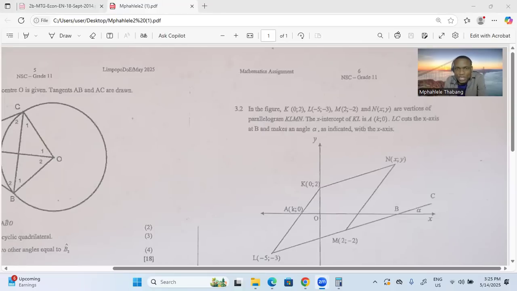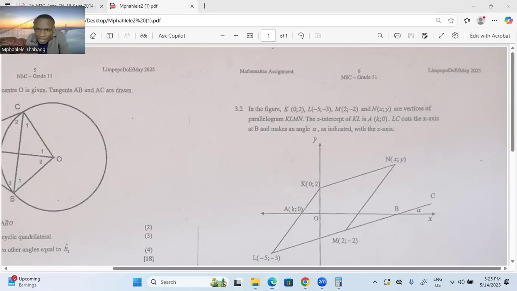Let's continue with our assignment on 3.2. Let's read the information. They are saying in the figure, K, L, M, N are the vertices of a parallelogram. So we are dealing with a parallelogram here. So this shape that we see here, this quadrilateral, it's a parallelogram.